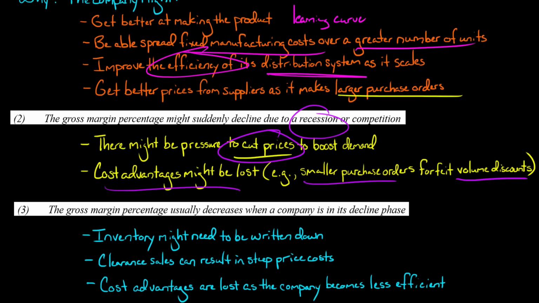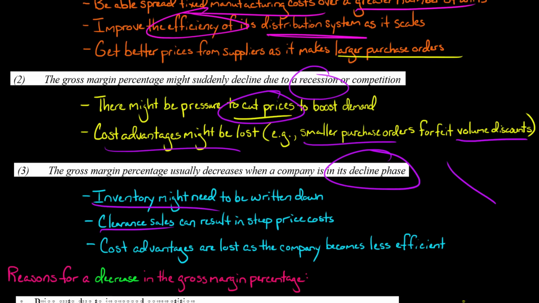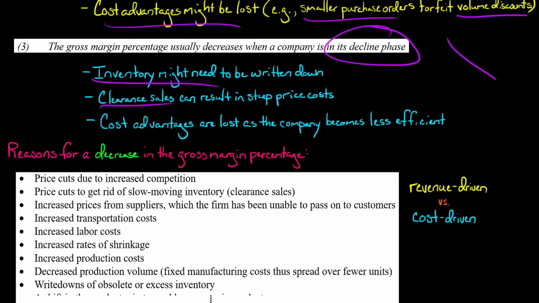Now, when the company is in its decline phase, again, when we think about the life cycle of a company, when it's growing, then it matures, and at some point it starts to decline. You're going to see the decline in the gross margin percentage. The gross margin percentage is going to be going down as the company is in its decline phase, and you'll see an example of that in a minute. So we're going to have inventory write-offs. They have clearance sales. Maybe they're a retailer. They're closing some stores. And whatever cost advantages they had when they were growing and getting larger, those cost advantages are going to disappear. So those are some common situations you'll see.